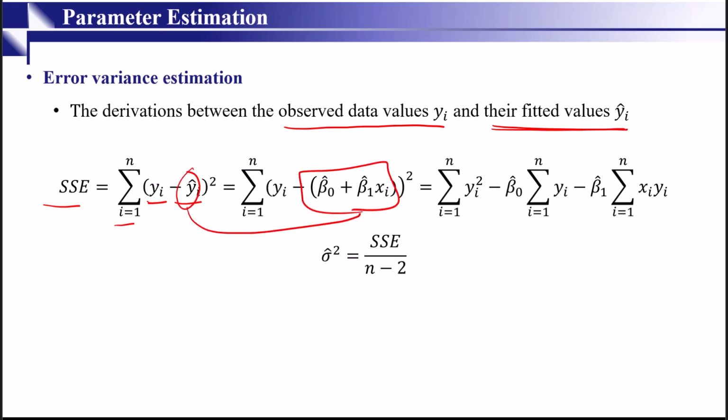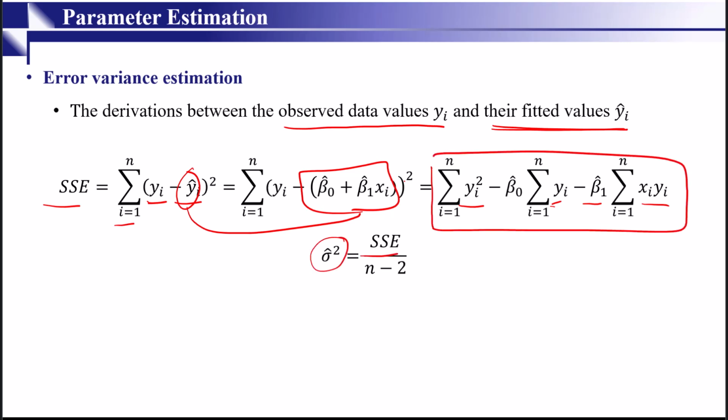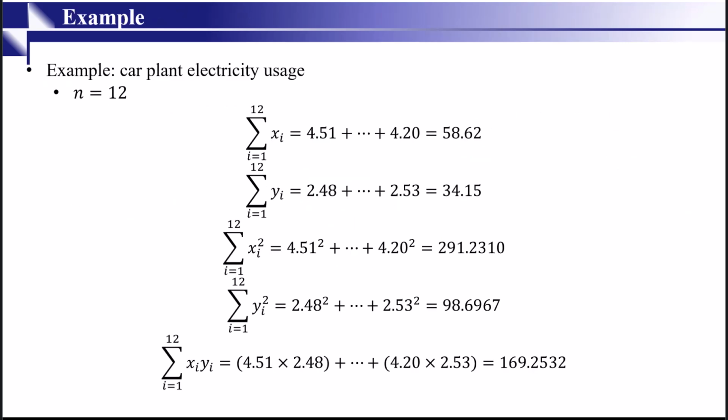So it will be the sum of (yi minus (beta 0 plus beta 1 xi)), the linear model that we have. And this one we can write in this form: it is equal to the sum of yi squared, because we have a square here, minus beta hat 0 multiplied by the sum of yi, minus beta hat 1 multiplied by the sum of xi yi. That's why we can write that sigma squared is equal to SSE divided by n minus 2.